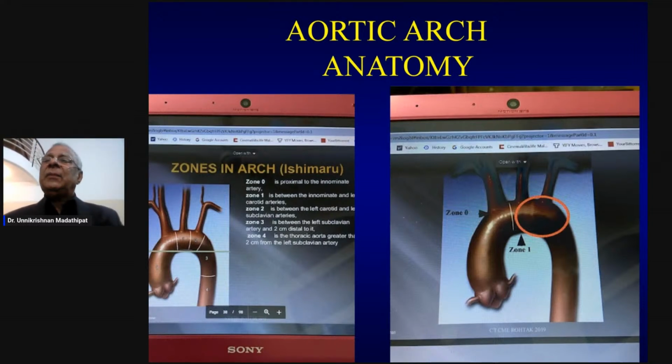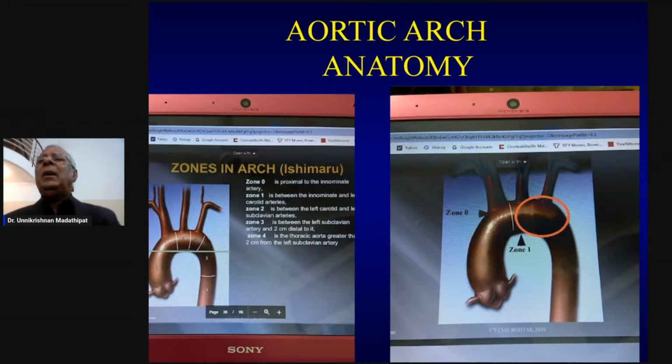I say this for two reasons. Number one, when there is involvement of zone 0, we have to replace, debranch and proximalize all three branches into the ascending aorta. Whereas if it's zone 1, we can still get the inflow from the innominate artery. And the picture on the right side tells you that for a secure deployment of a stent graft in the arch, you need a horizontal lie, at least 3 centimeters of proximal landing zone. I'll be alluding to this proximal landing zone.